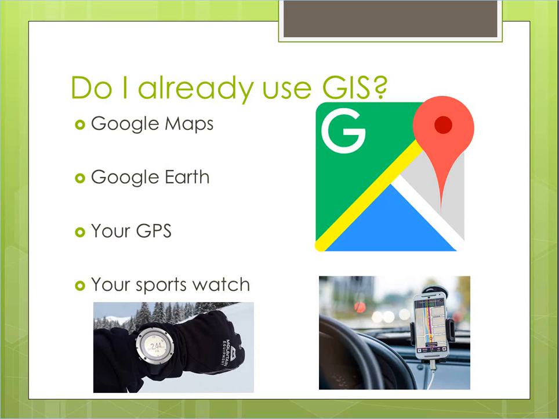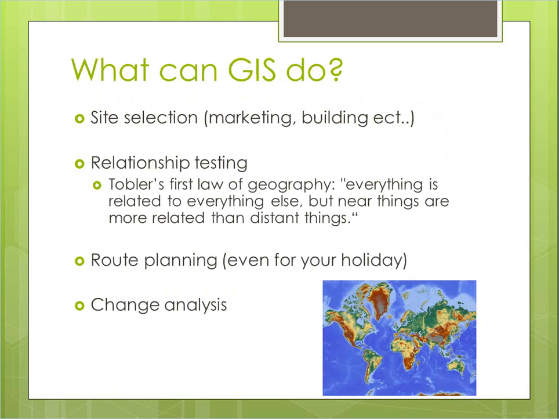We all already use GIS on a frequent basis. Google Maps, Google Earth, especially those of you that play around with Google Earth. That is a basic GIS system. Your GPS, whether you use your cell phone or a dedicated GPS, and even your sports watch with GPS capability is also a GIS using tool.